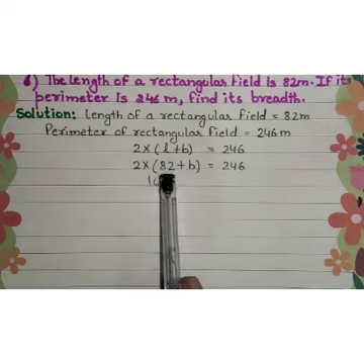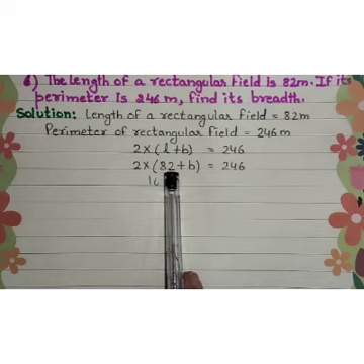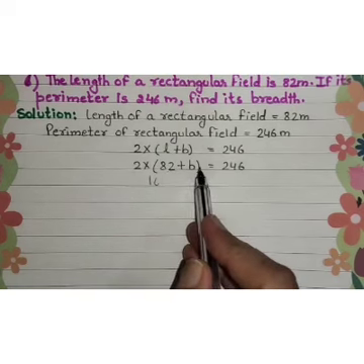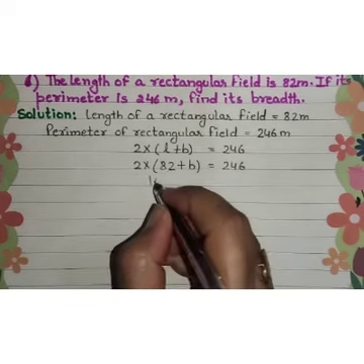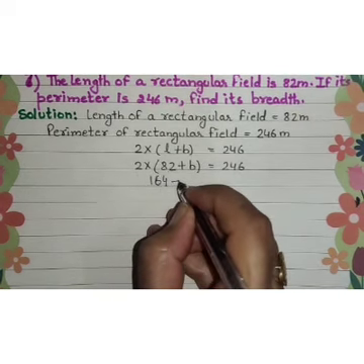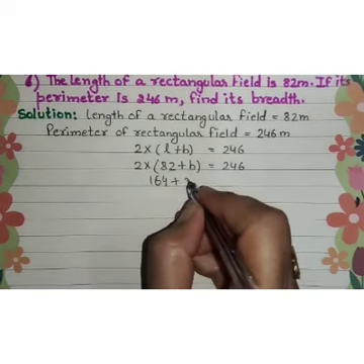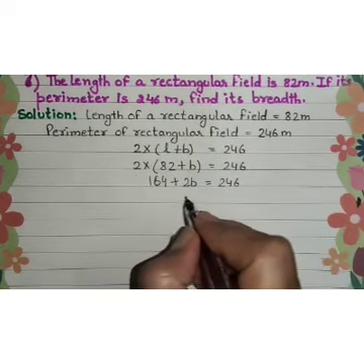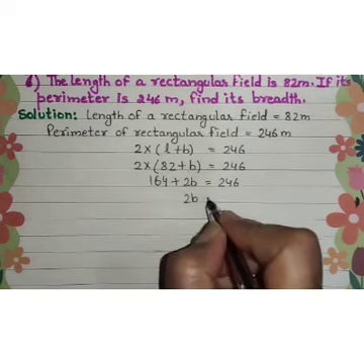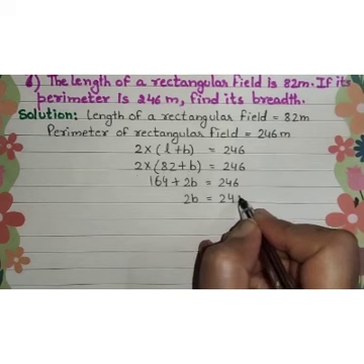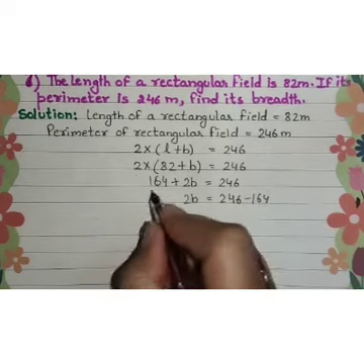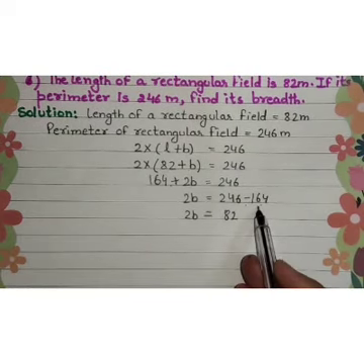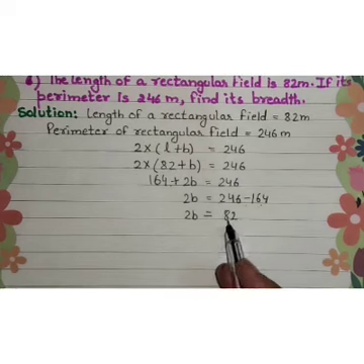Now in place of L, we will put the value of L, that is 82. Now we have to multiply 2 by 82 and 2 by B also. When we multiply 82 by 2, we get 164. When we multiply 2 by B, we get 2 times B, is equal to 246. We know that we have to find the value of B. Therefore, we shift 164 to other side. And plus 164 will change into minus 164. On subtracting 164 from 246, we get 82.